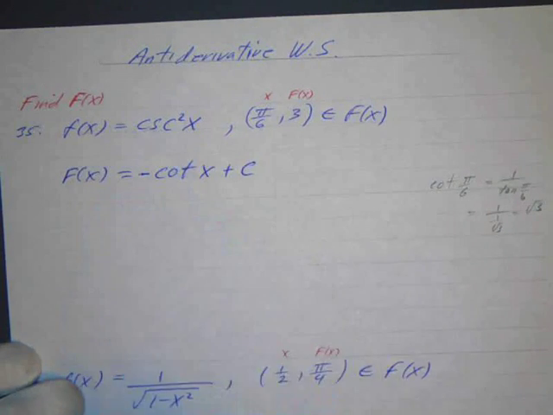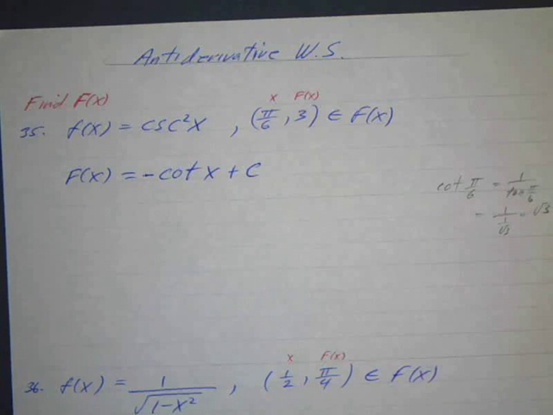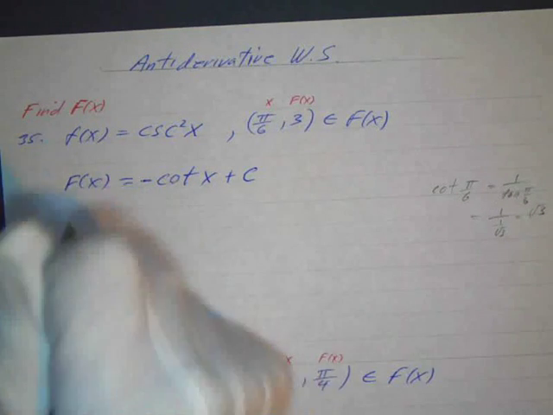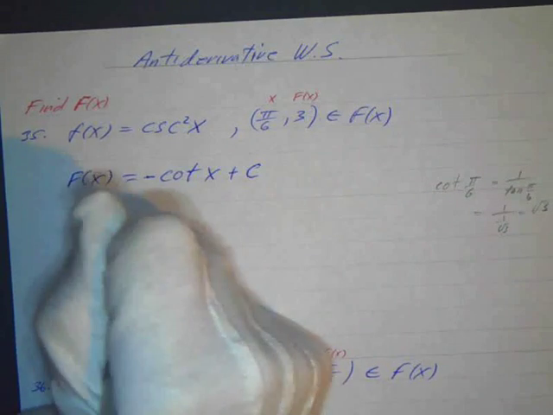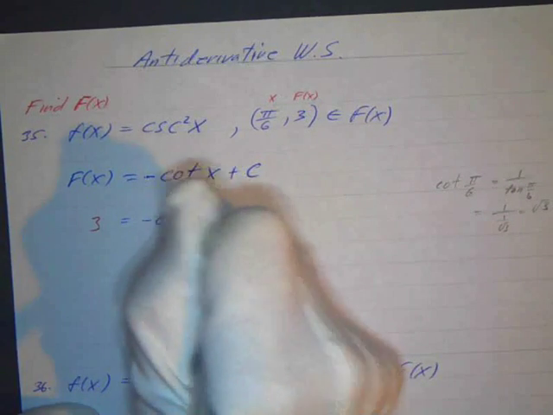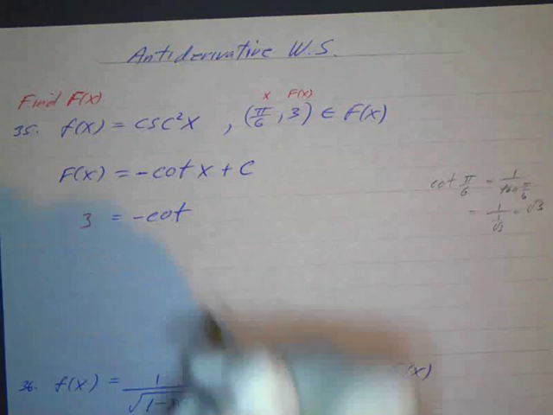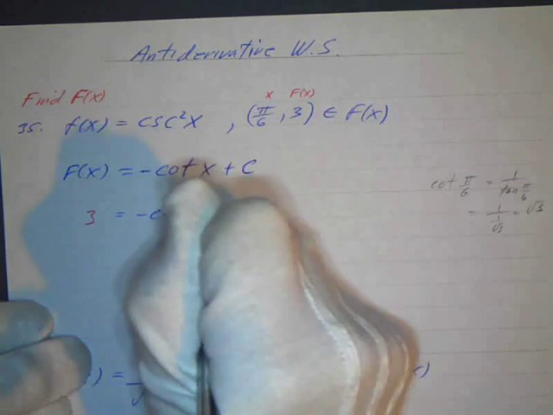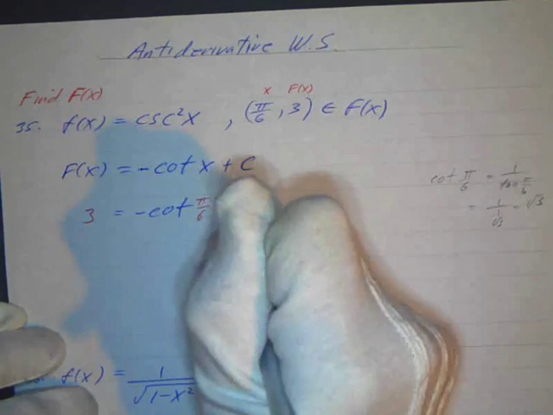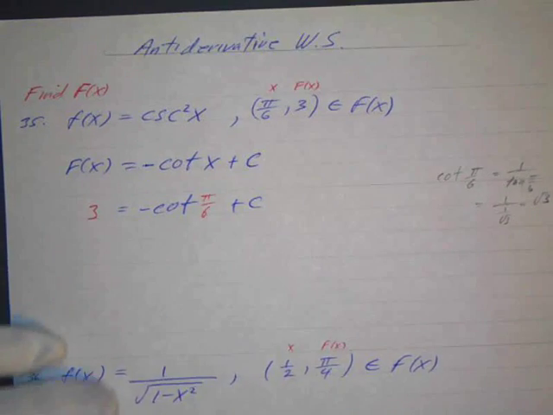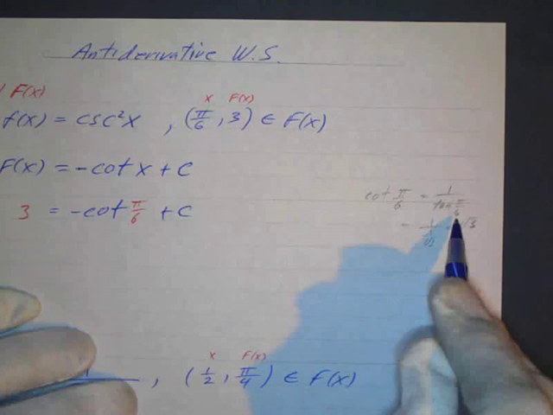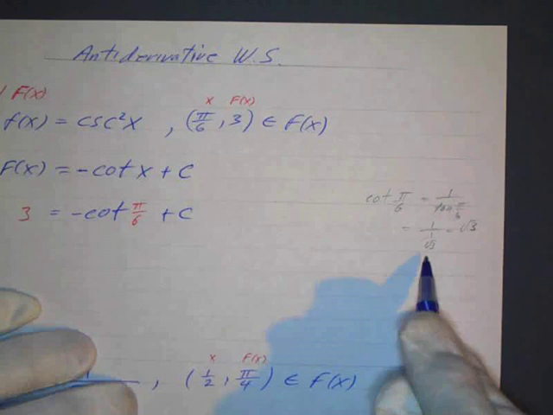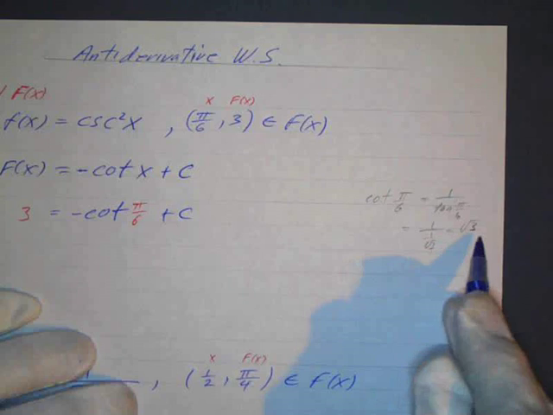And now we have our given values. So we know that f of x is 3 when x is pi over 6. Well, what's the cotangent of pi over 6? The cotangent of pi over 6 is 1 over the tangent of pi over 6. I know the tangent of pi over 6 is 1 over the square root of 3, so 1 over that is just the square root of 3.